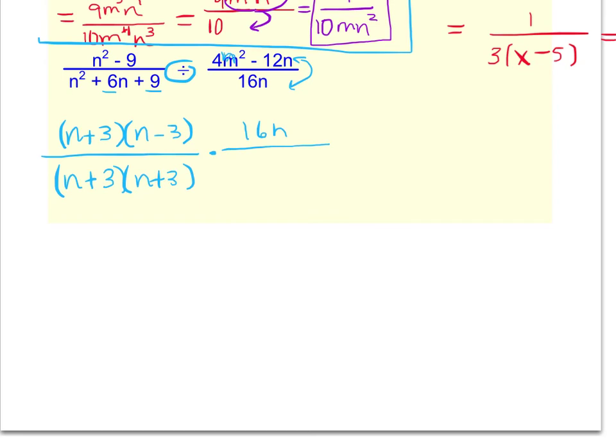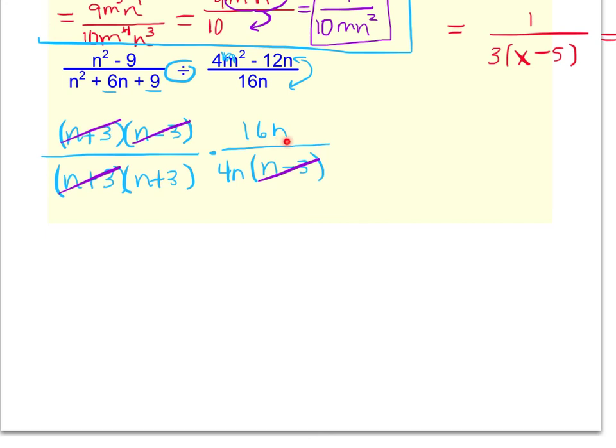4n squared minus 12n. We can take a GCF of 4n out of that, and we're left with n minus 3. Alright, so we have everything factored. Now we're going to reduce this by canceling anything we see in the numerator that we also see in the denominator. So this n plus 3 is going to cancel with one of these n plus 3's. It can't cancel both of those out. It's just a 1-for-1 deal. So 1 n plus 3 will cancel 1 n plus 3. I see an n minus 3 and an n minus 3.